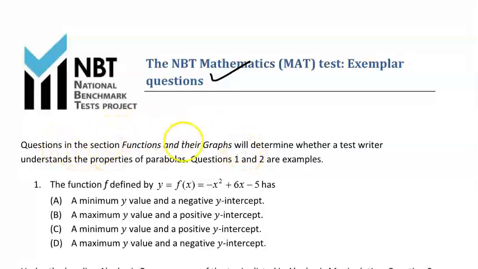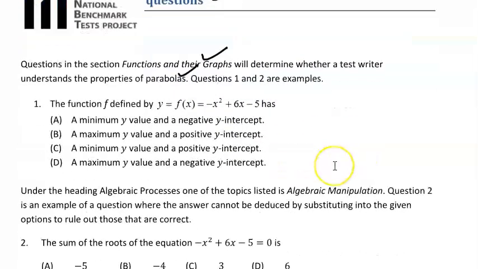The first question is: questions in the section on functions and their graphs will determine whether the test writer understands the properties of a parabola. So let's look at the properties of a parabola. Questions 1 and 2 are examples of this. So let's look at this first question.